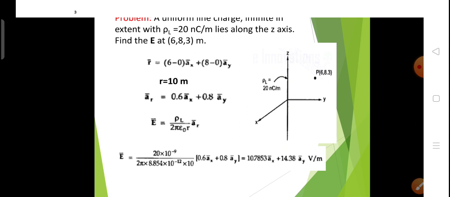From the result we can say the infinite line doesn't have any component in the electric field along it, so the field lies only in the x-axis and y-axis.